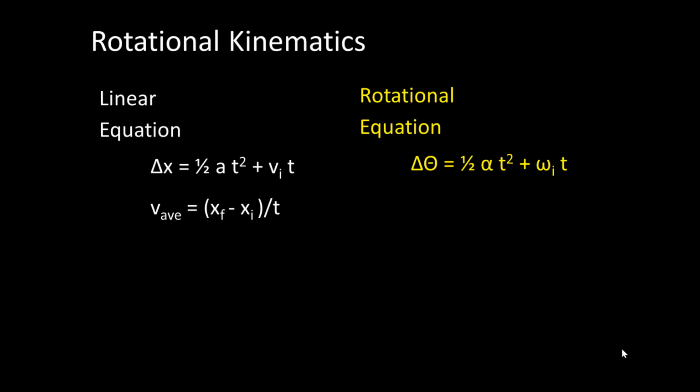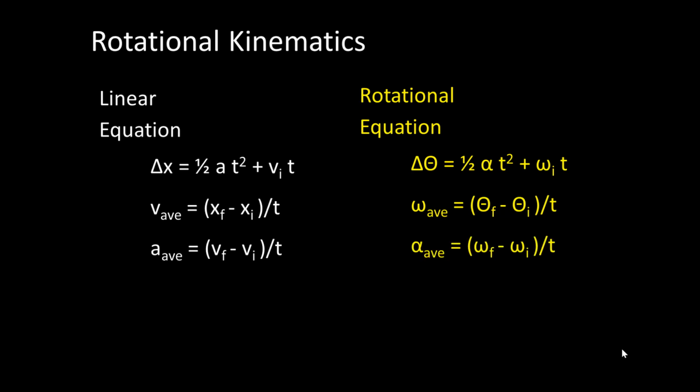How about our average velocity? Our average velocity is just our change in position over time in the linear world. The correlation in the rotational world is our angular velocity is the change in angular position divided by the time. Again for acceleration, our acceleration is the change in our velocity divided by time. And in the rotational world, our angular acceleration is equal to the change in our angular velocity divided by time.